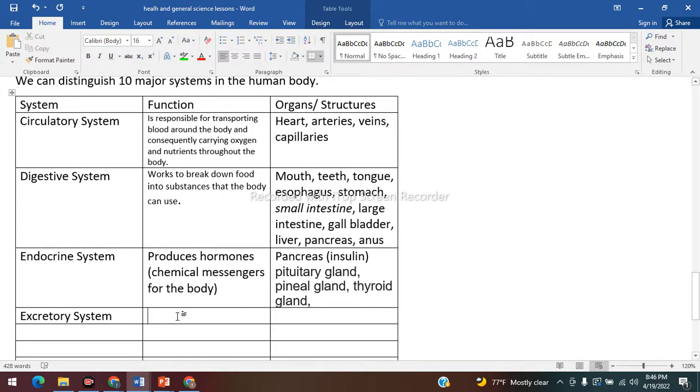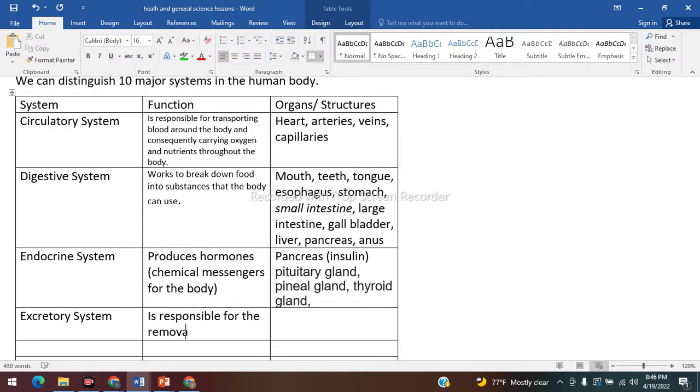How much have we done so far, Mr. P? 1, 2, 3. So we have 7 more to go. This system is responsible for getting rid of dead cells, and in general, for the removal of stuff the body doesn't need, waste.